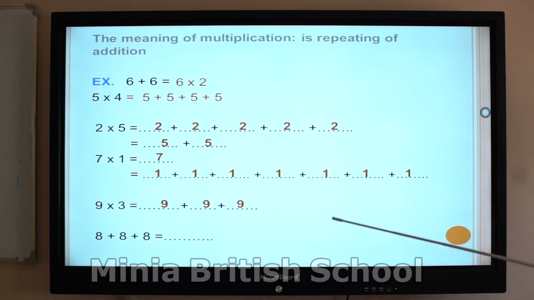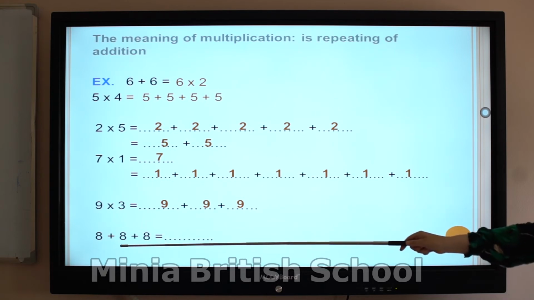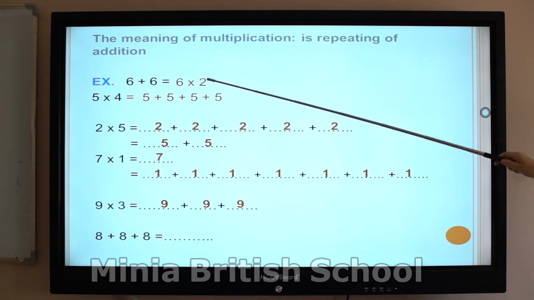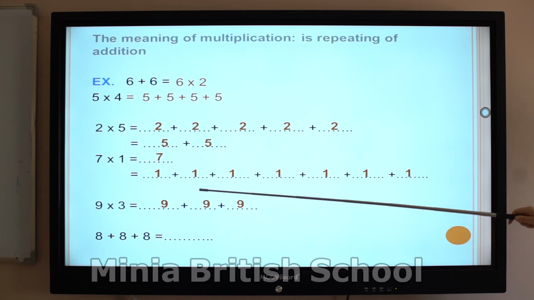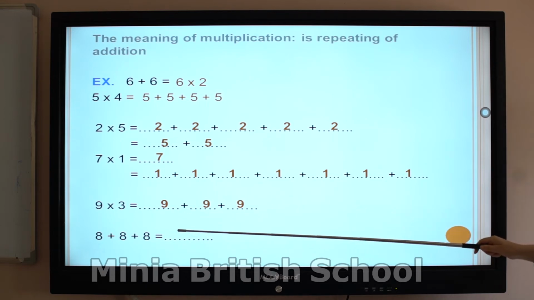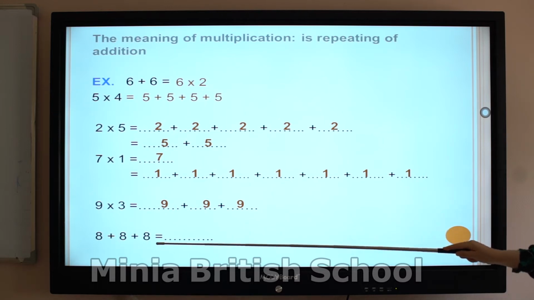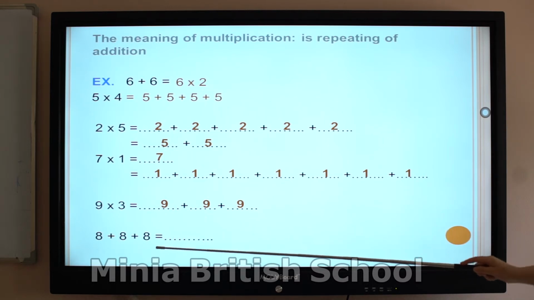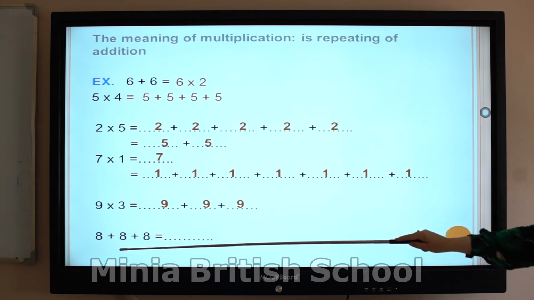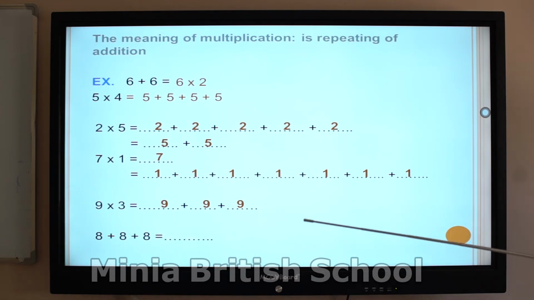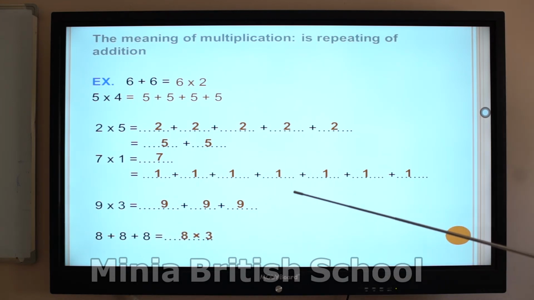The last one. Here 8 plus 8 plus 8. Like the first one, ask 2 questions. What and how many? What is the repeating number? It's 8. And how many times is it repeated? 1, 2, and 3. So the result is 8 times 3.